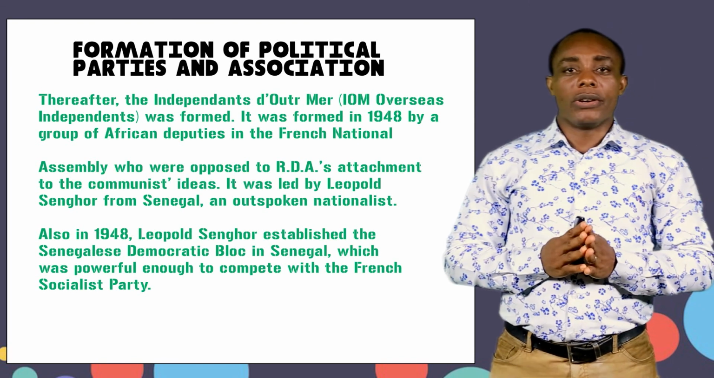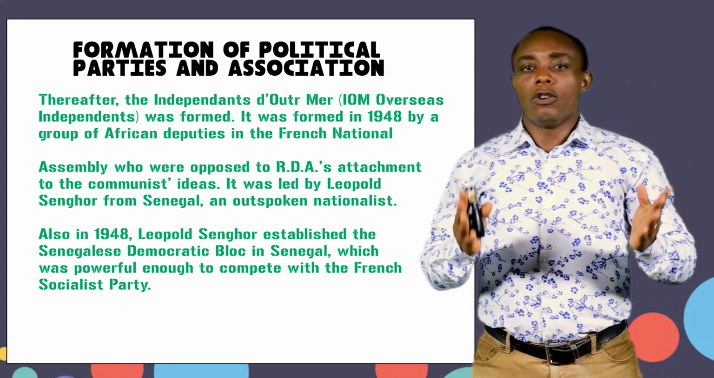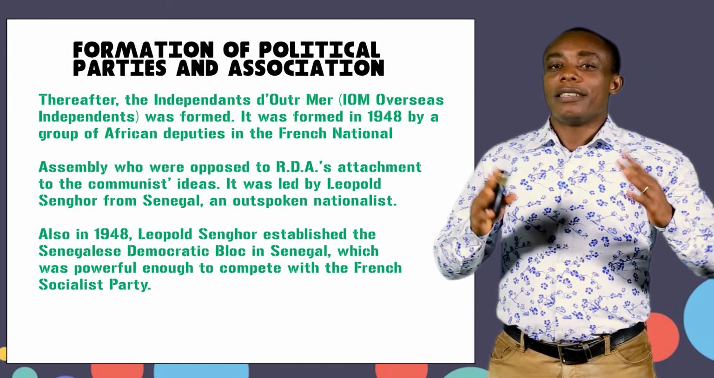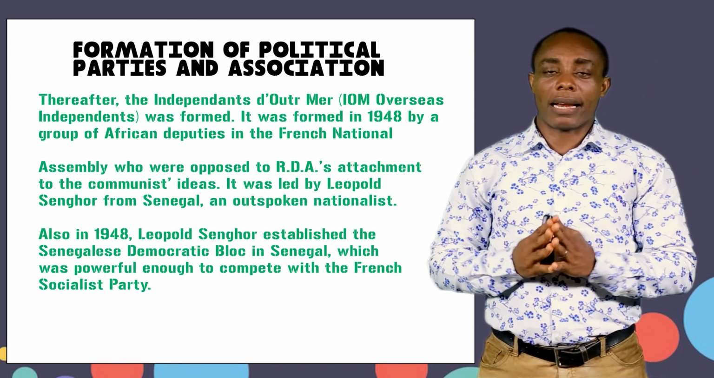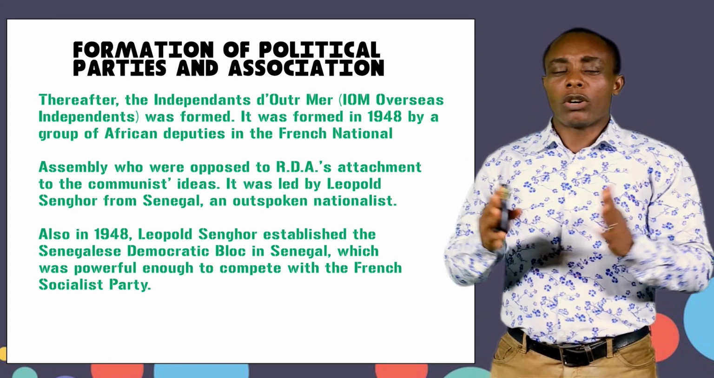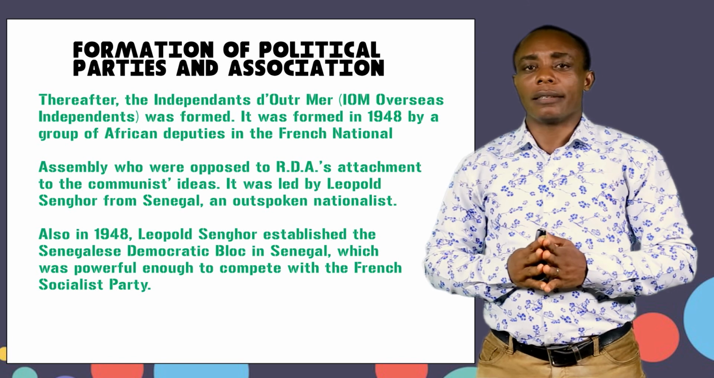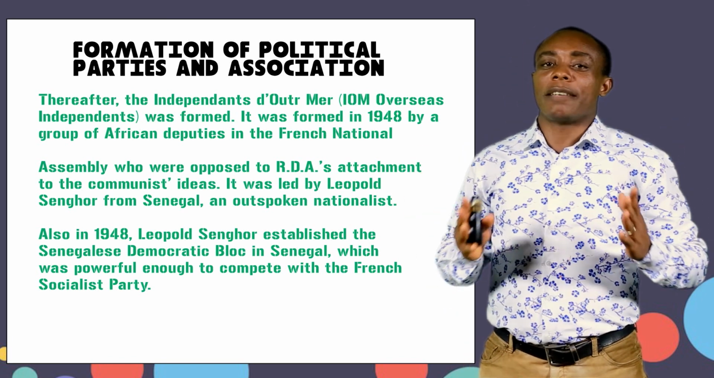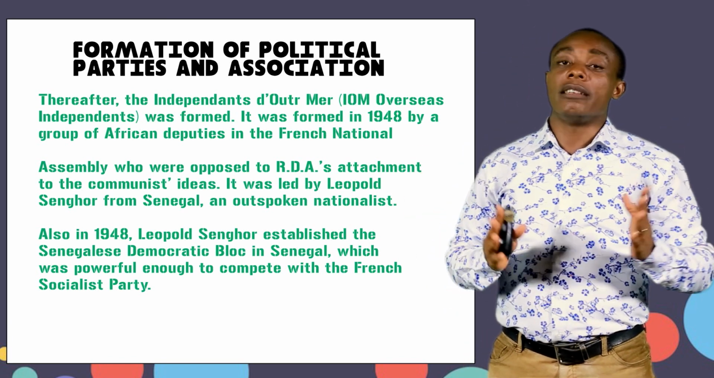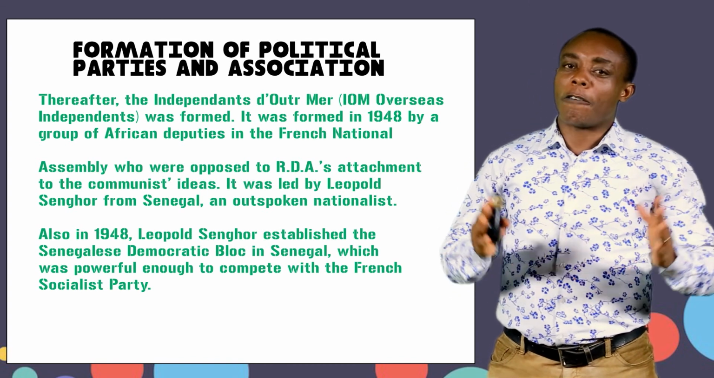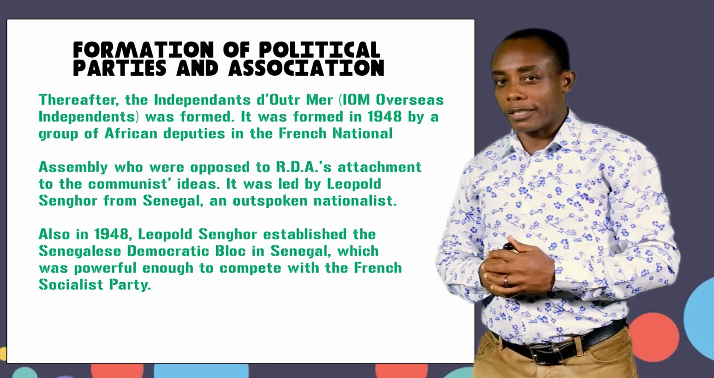Shortly after this period, in 1948, Léopold Senghor also established another political party in Senegal. This party was called the Senegalese Democratic Bloc. It was established to compete with the French Socialist Party in Senegal, and it served as the major opposition party in Senegal. This brings us to the end of the formation of political parties in French West Africa.